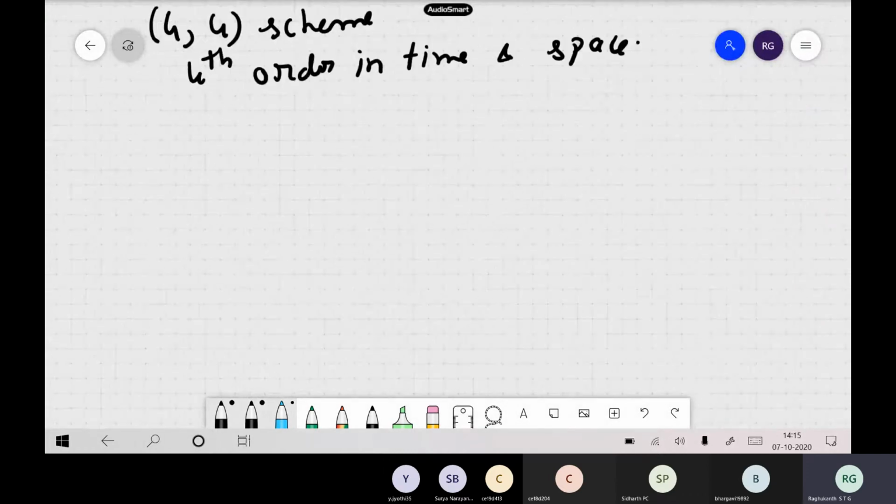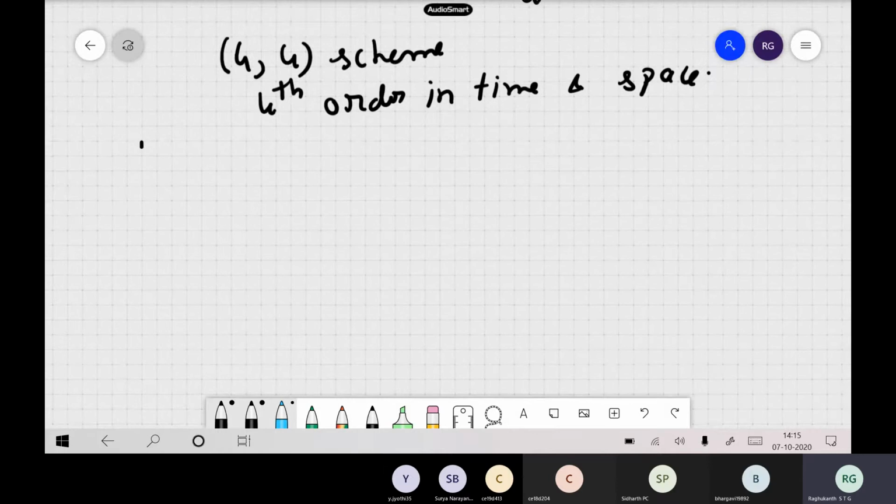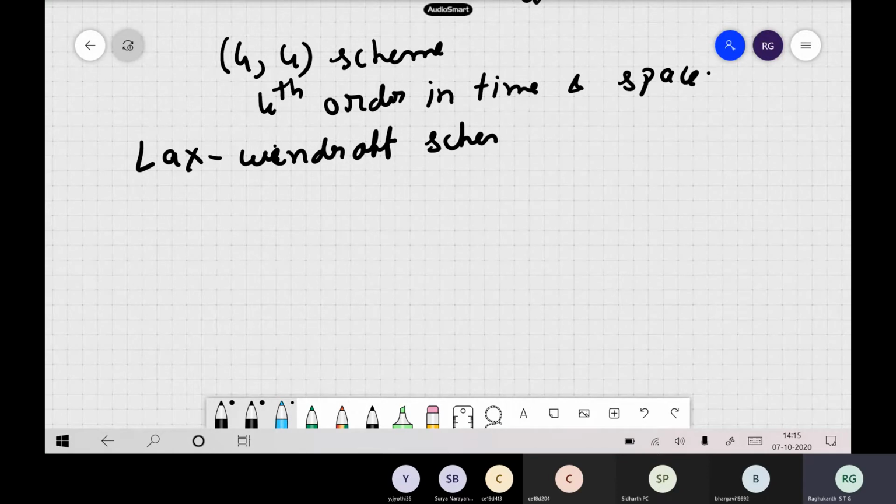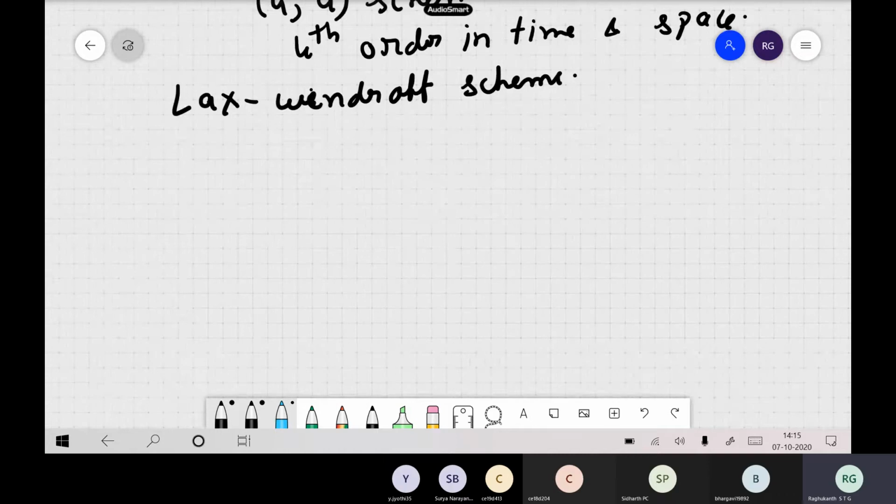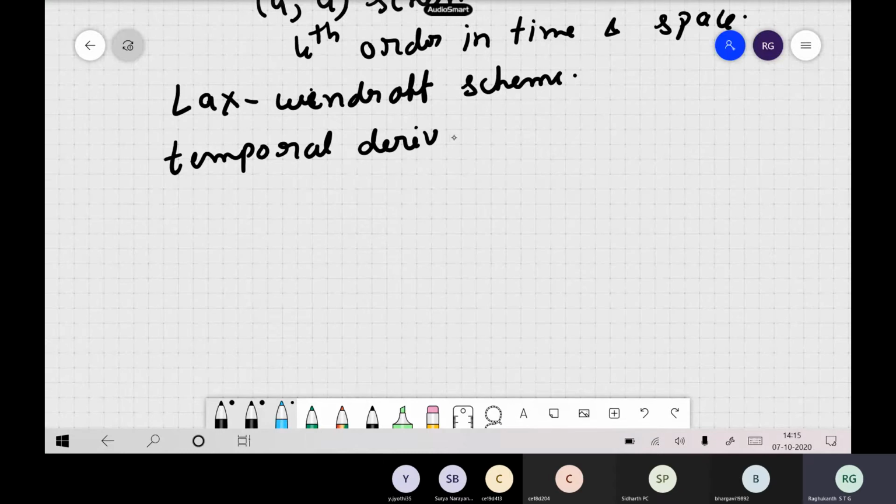Now there are several schemes. One is what they call the Lax-Wendroff scheme. There are several schemes. What this scheme says is that wherever you have a temporal derivative, you can replace it with the spatial derivative.